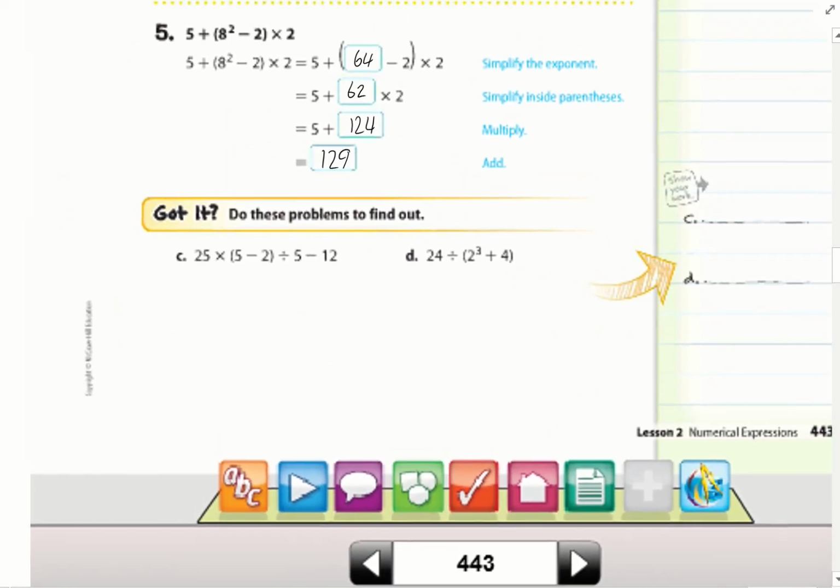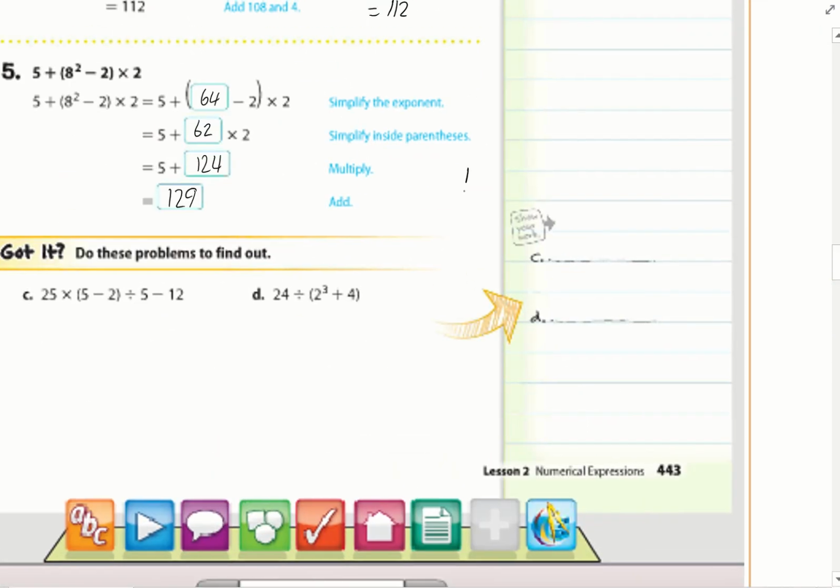So I'm going to make a little notes. That way you guys can see it. Please excuse my dear Aunt Sally. That way that's going to help you guys with your C and D. So go ahead and pause the video.